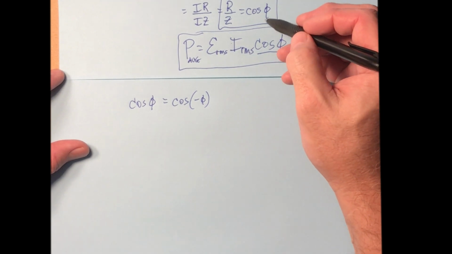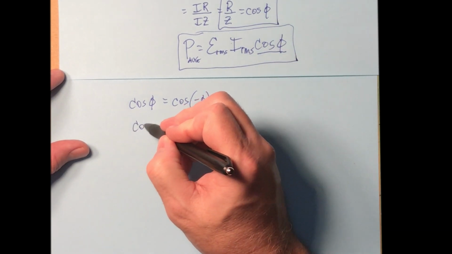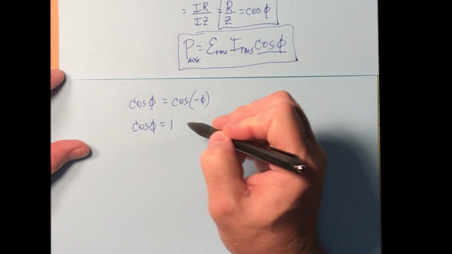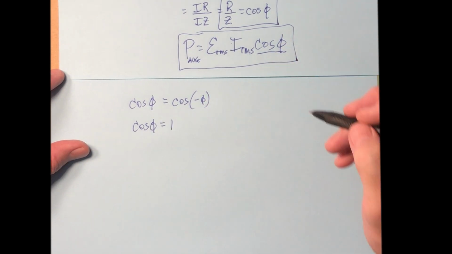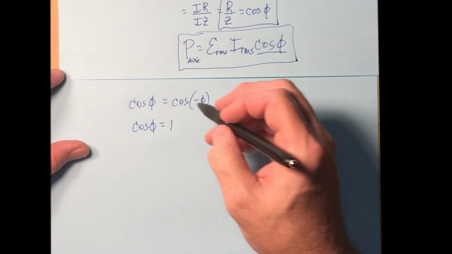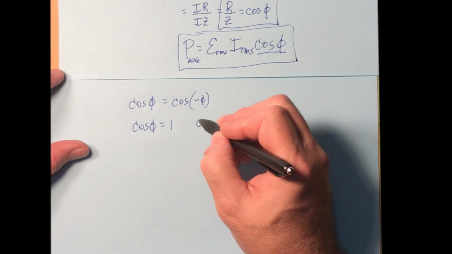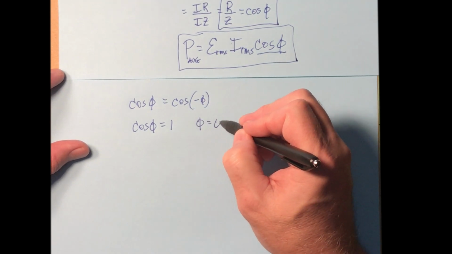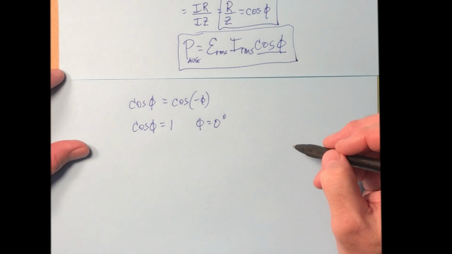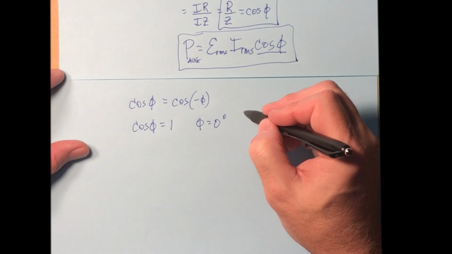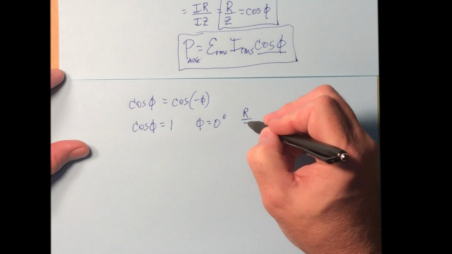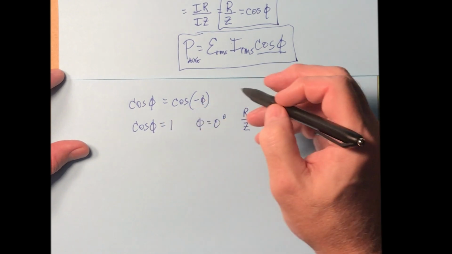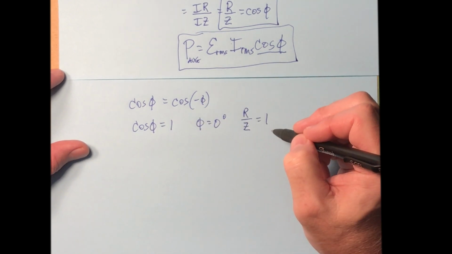But what you want is to get cosine of phi equal to 1 so that if you're the power company, you can get the maximum power to people. Well, when does that happen? That happens when phi is 0 degrees, which means that R over Z, which is the same as cosine phi, is also equal to 1.